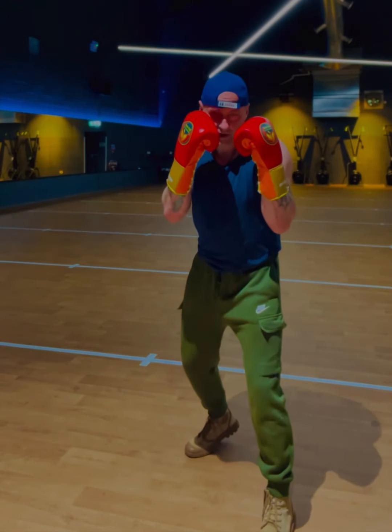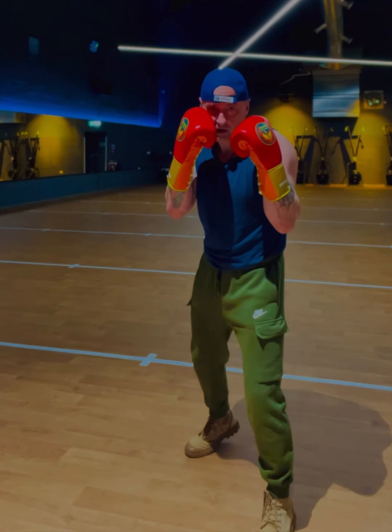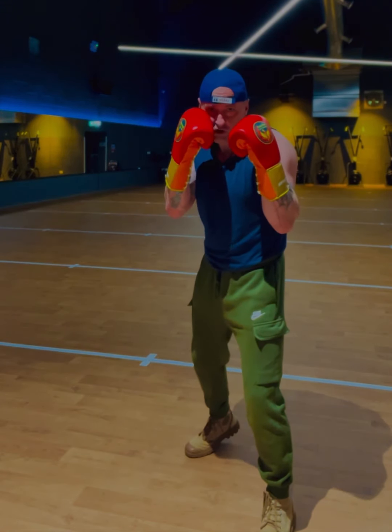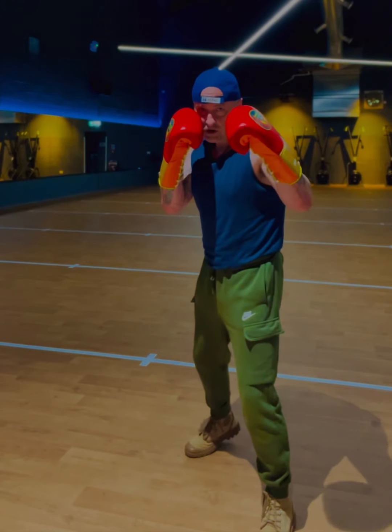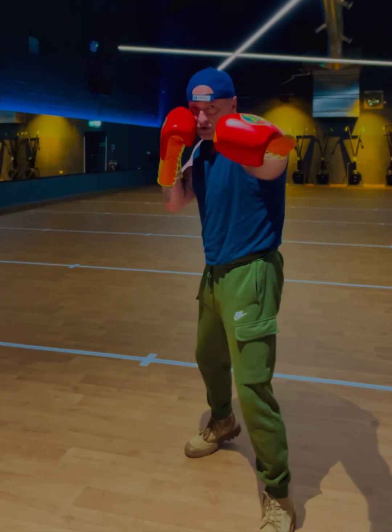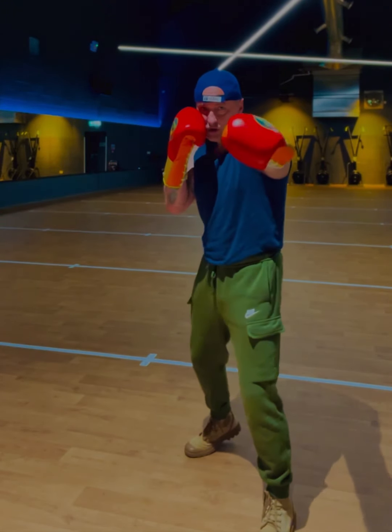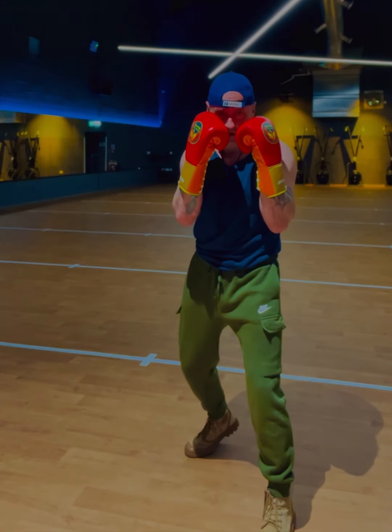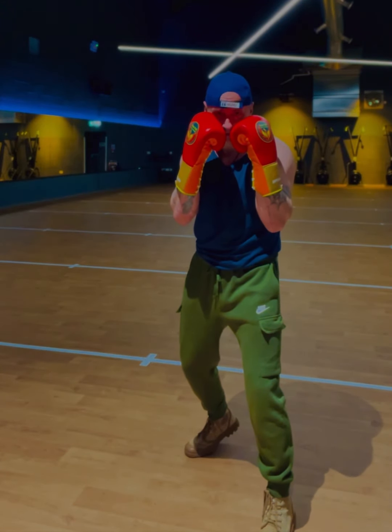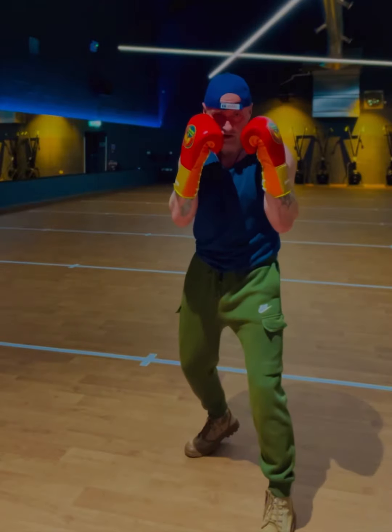So it looks like this. Push through the back foot. Hips rotate in line with the opponent. Trunk rotates in line with the opponent. Shoulders rotate in line with the opponent. Shot comes out, shot lands. Shot comes back to the stance and on guard position. Okay? That's the jab.